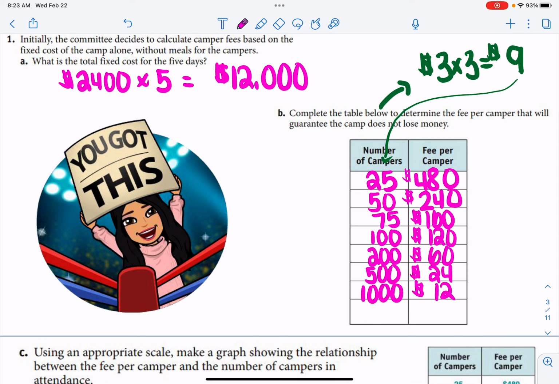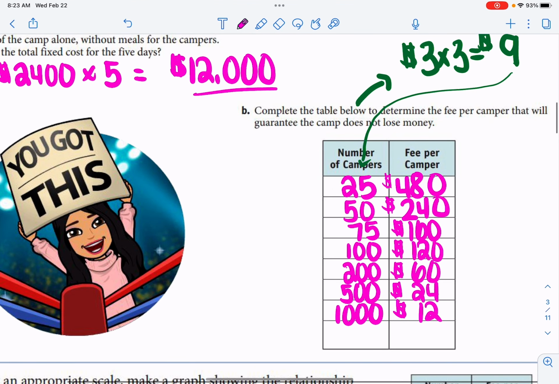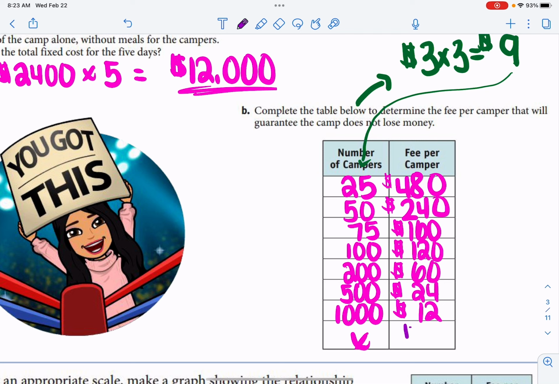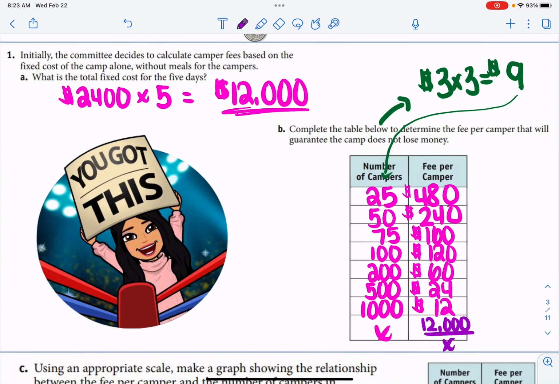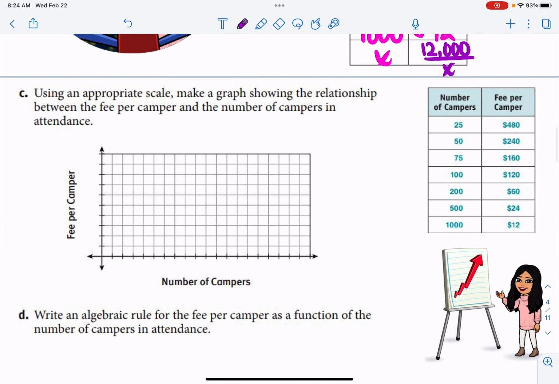And so what I noticed the pattern is here is if the cost is $12,000, and then I was determining the number of campers and I was saying this is X, what I would want to do for each one of these numbers is the fixed cost, 12,000, divided by the amount of campers I have, and that's how I got all the numbers on top. Any questions?